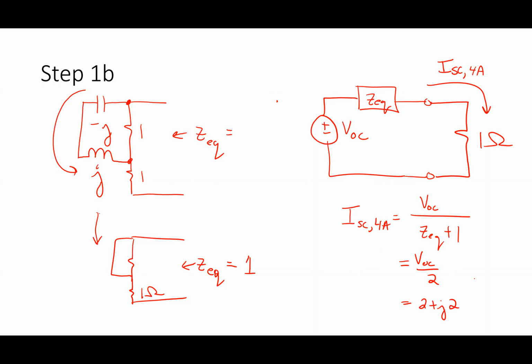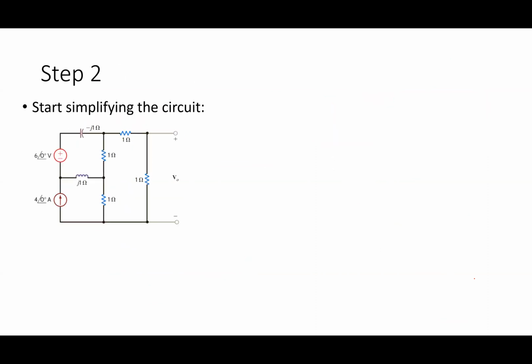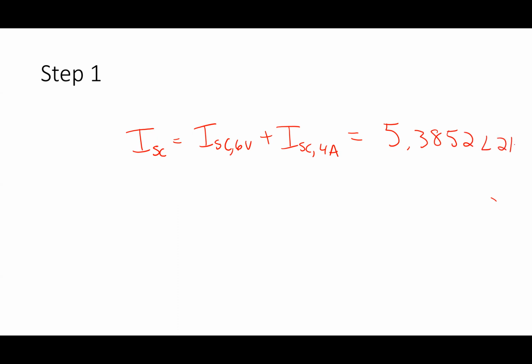So the actual I short circuit current that I end up with here is the sum of those two currents: I short circuit 6 volts plus I short circuit 4 amps. That is going to become 5.3852 with an angle of 21.8 degrees, if you do the math.